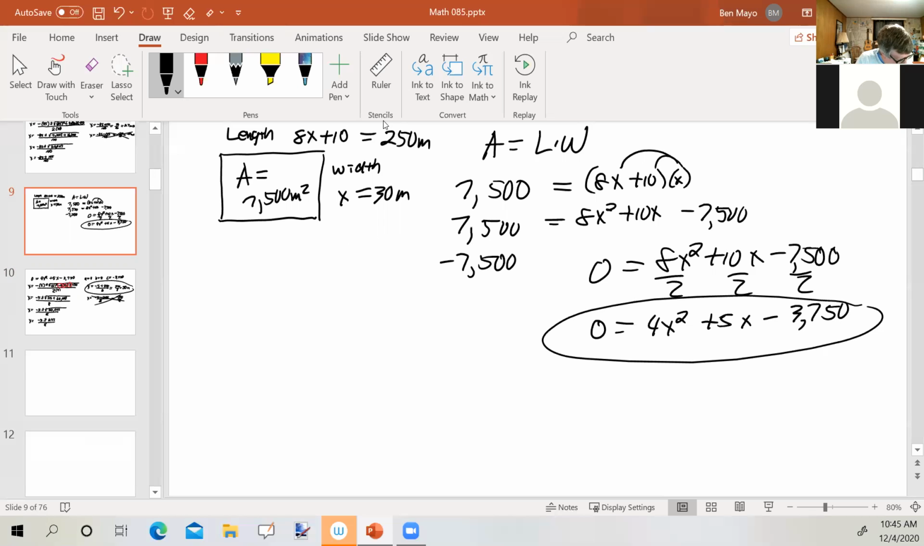Okay, let's see here. We're going to go on to section 10.4. And let's see. Yeah, so we need to go to our graphing screen.